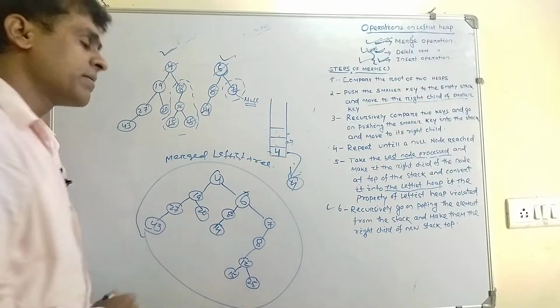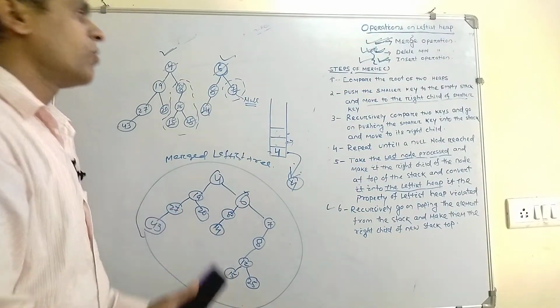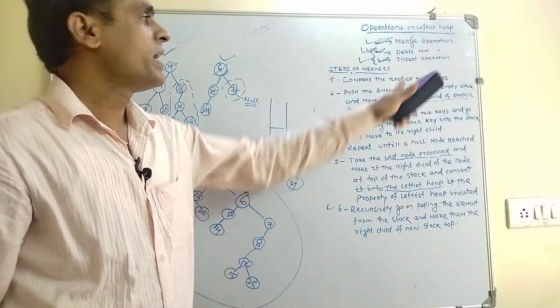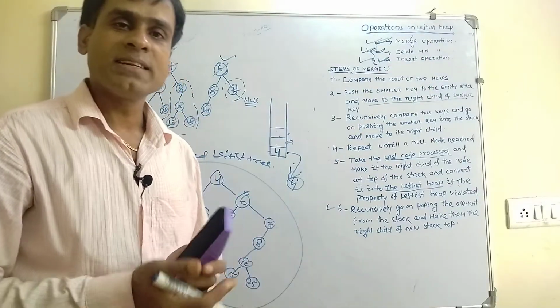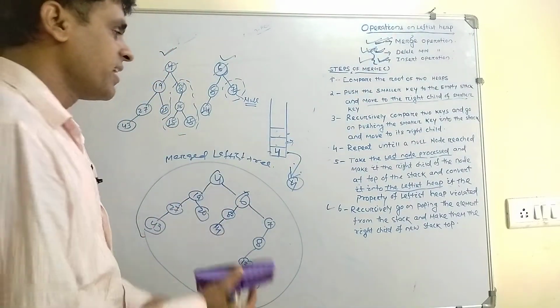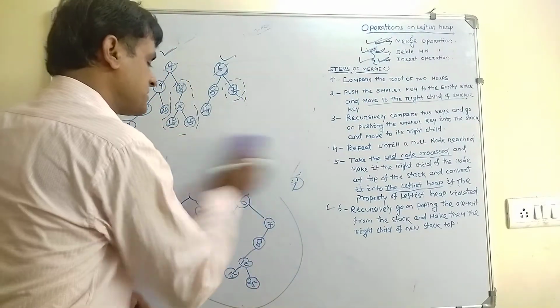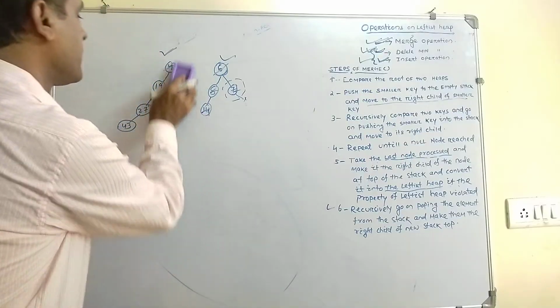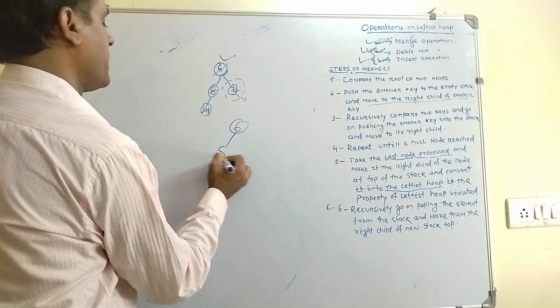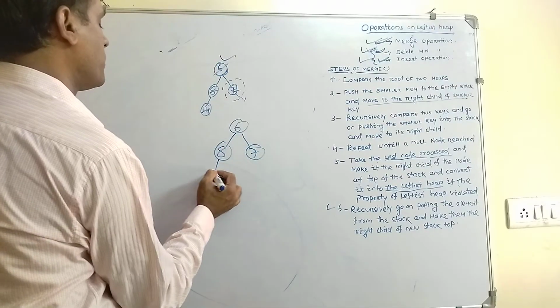If this is my final merged leftist tree, what are the other two operations? Delete min in case of a min leftist heap, and delete max in case of a max leftist heap, and the insert operation. I will just tell you once how these two operations are done. So second case, suppose we have a leftist tree that is 6, 8, 7 and 14.